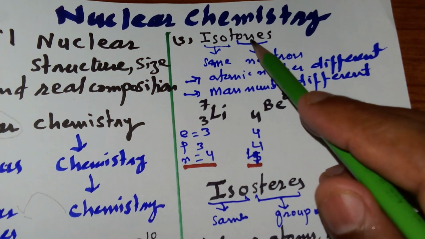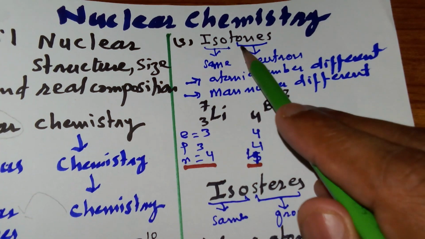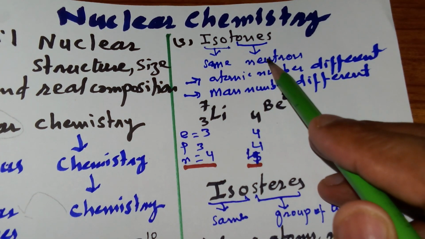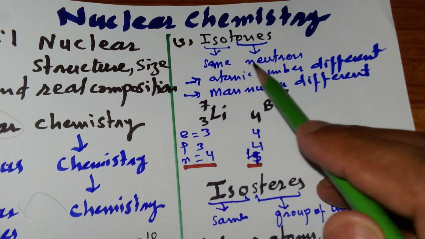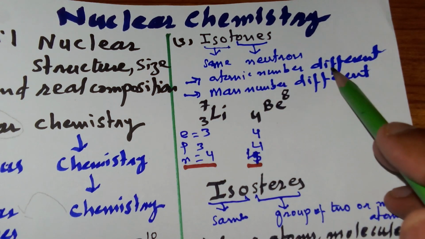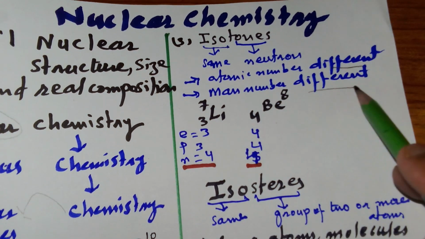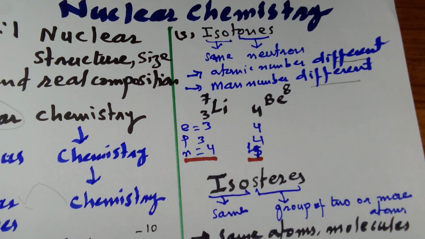Another one that we have is isotones. The third classification is isotones. Iso means the same, tone means neutron. It means the number of neutrons is the same, while the atomic numbers are different and the mass numbers are different. So this is a very big criterion for how isotones differ from isobars and isotopes.